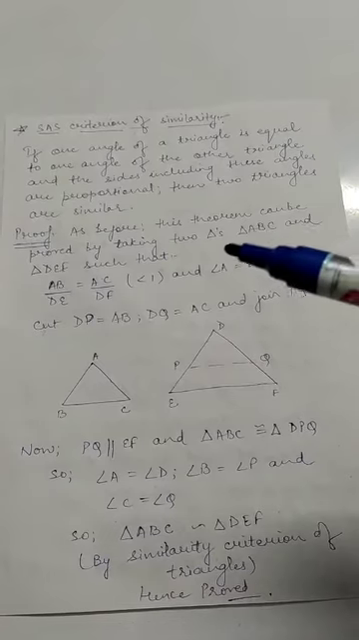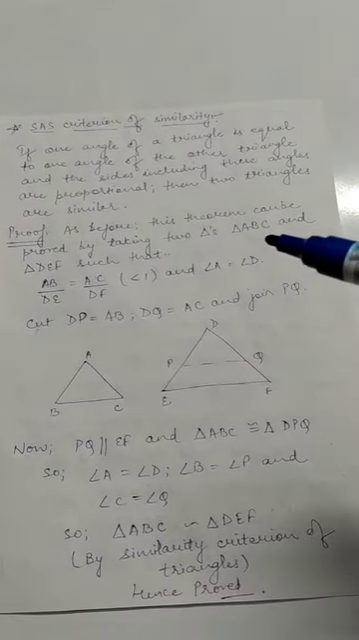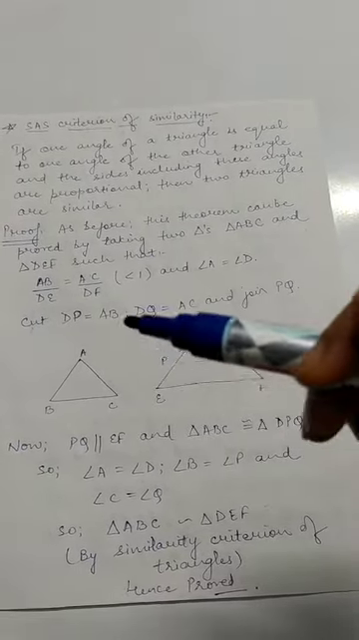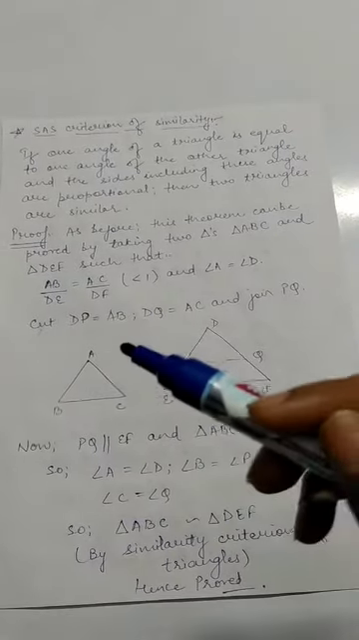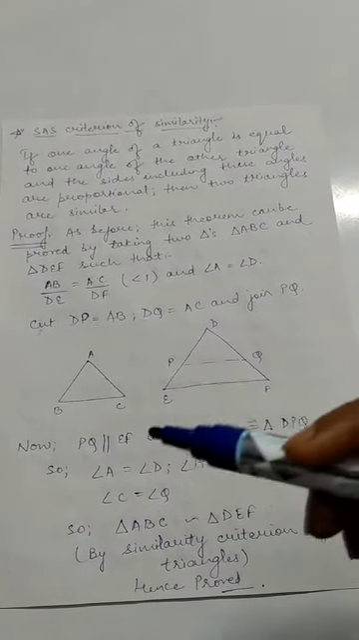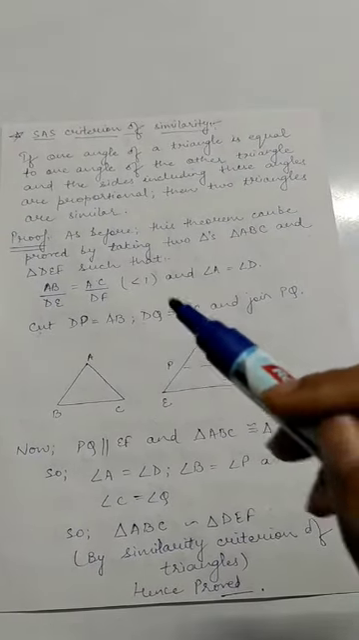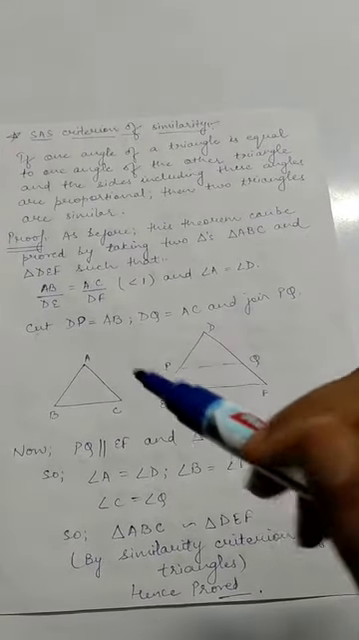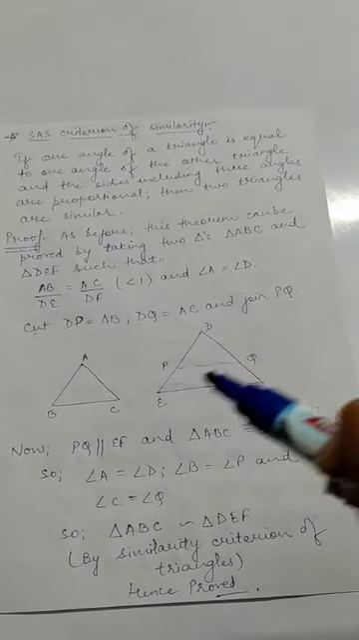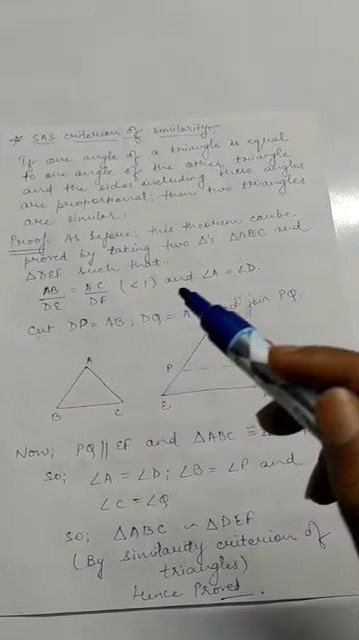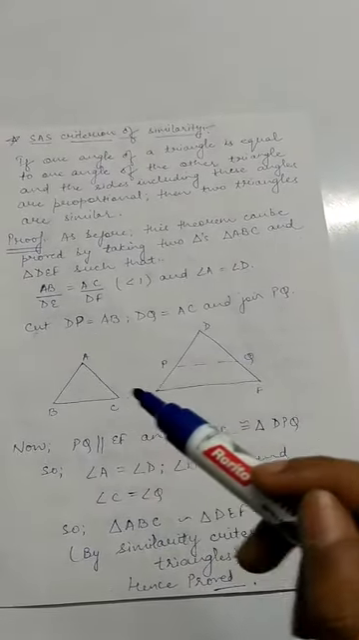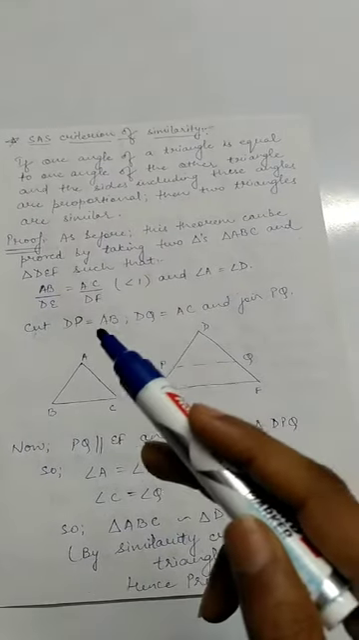As before, this theorem can also be proved by taking two triangles ABC and DEF, such that AB upon DE equals AC upon DF. Now why have we taken less than 1? Because this value is lesser than this value, so the answer will be less than 1. It means that the ratio is smaller.